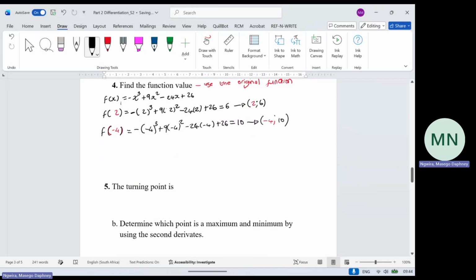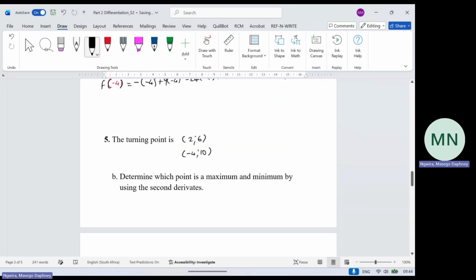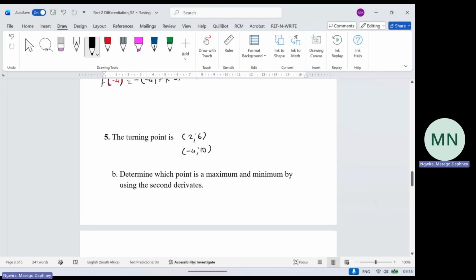So I already answered number 5. So there's no need for this. So our turning point is 2 and 6. The other one is -4 and 10. Okay. So remember, these are just the steps that you follow to get the turning point. So we have the turning point.